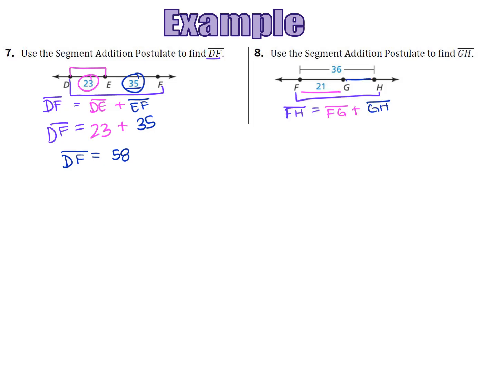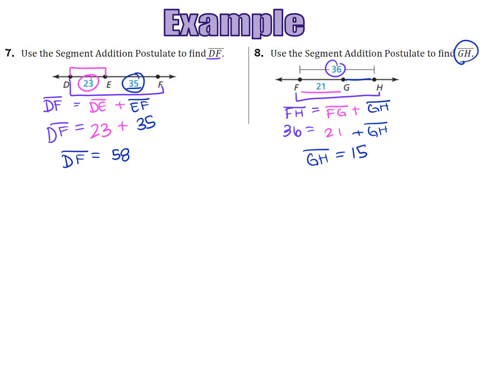So here's our segment addition setup. FH, the full length, is equal to FG plus GH, and we're trying to find GH. Now I can plug in what I know. 36 equals 21 plus GH. So to find GH, I need to subtract 36 minus 21, which is going to give me 15.